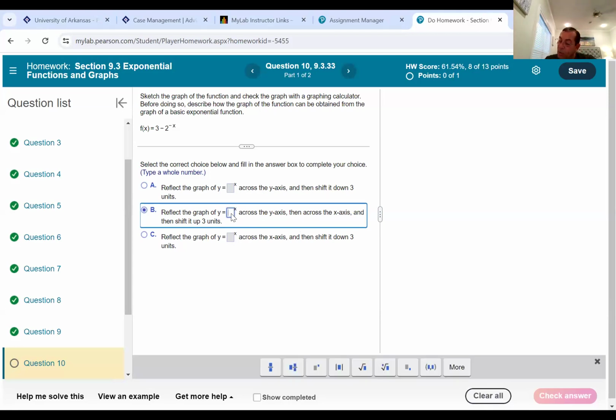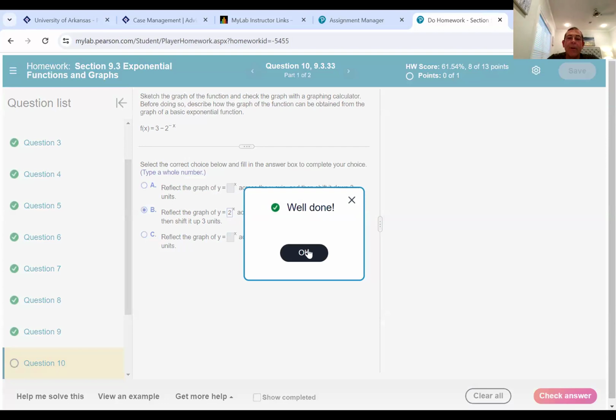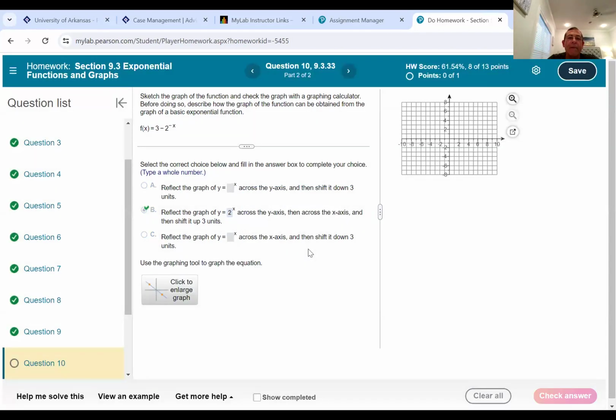Now, the base would be the 2. Remember, the 2 is in front of the exponent. And then since we moved the 3 to the end, we can see that it is definitely going to go up 3. So the 2 negatives did both of these axes, okay? So you would check that answer. Now they'll make us graph it.